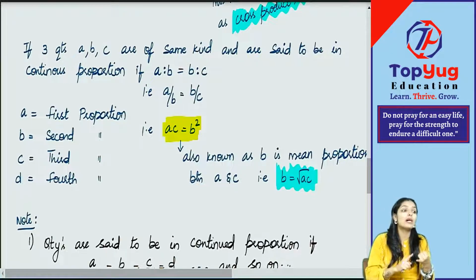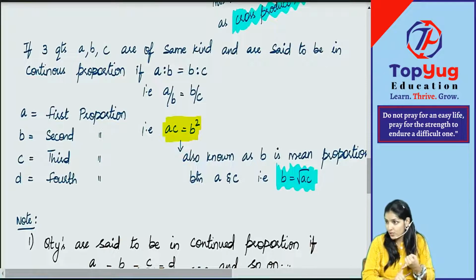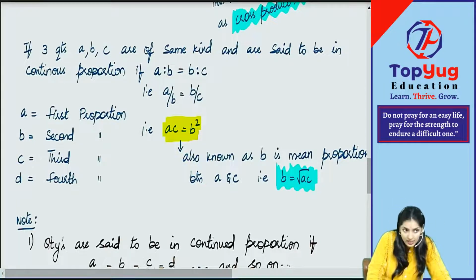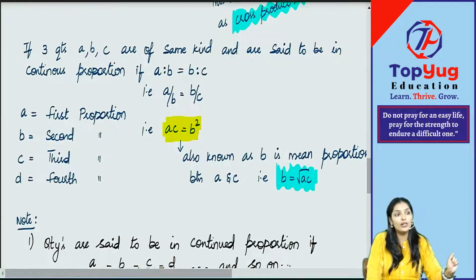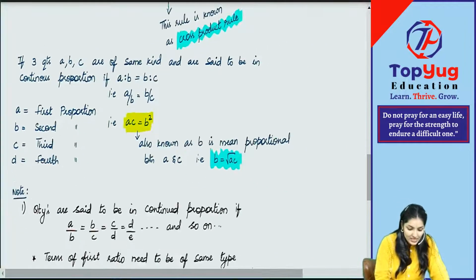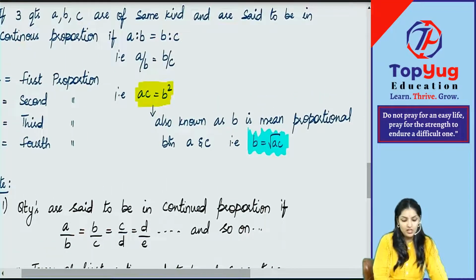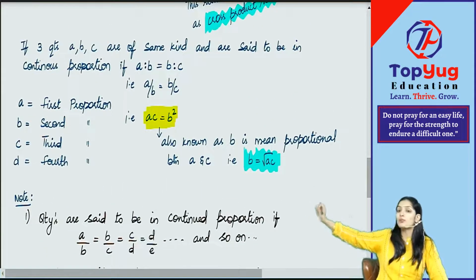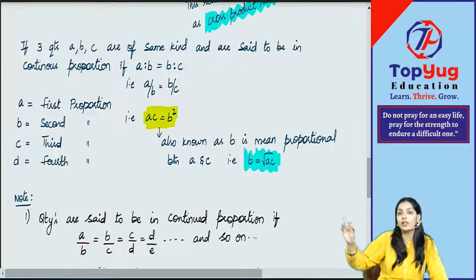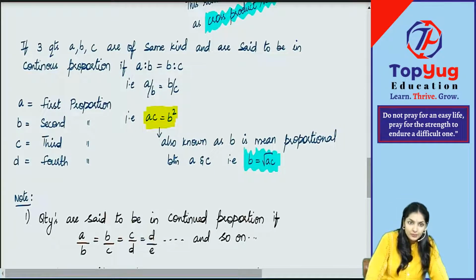Still A, B, C are said to be in proportion only if A is to B is equal to B is to C. And when you simplify it, you get B square is equal to AC. B is equal to square root of AC. And this rule is known as mean proportional. You all can see it over there. Mean proportional. Am I clear?